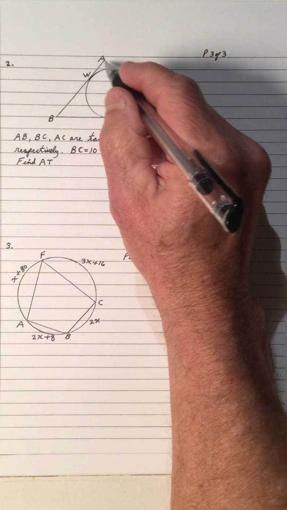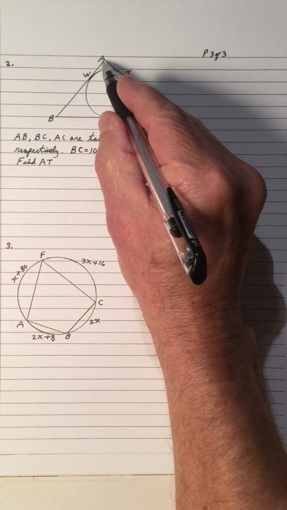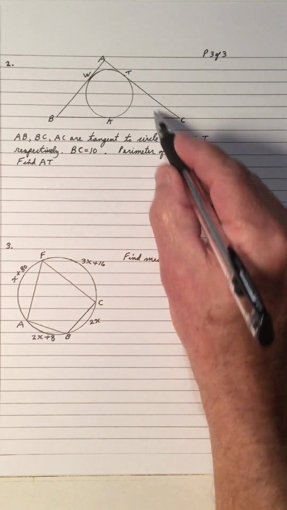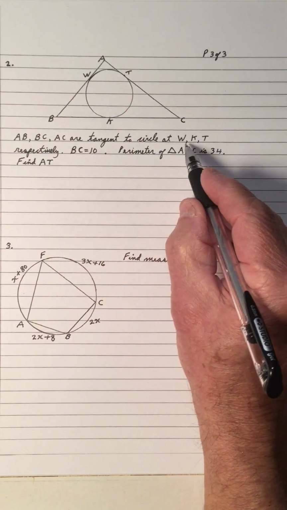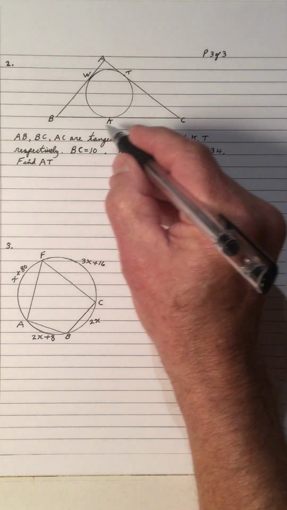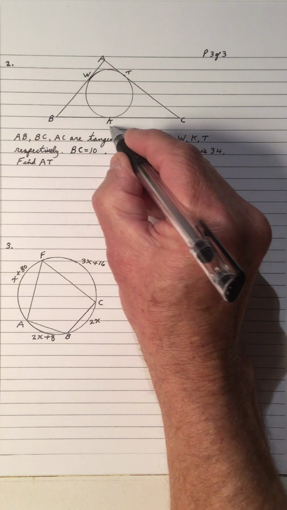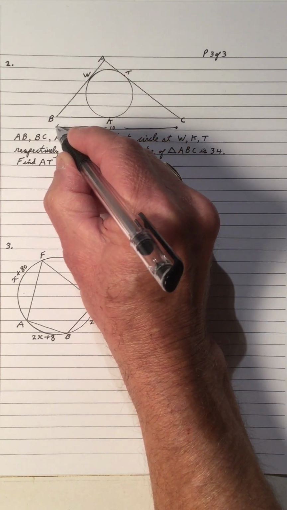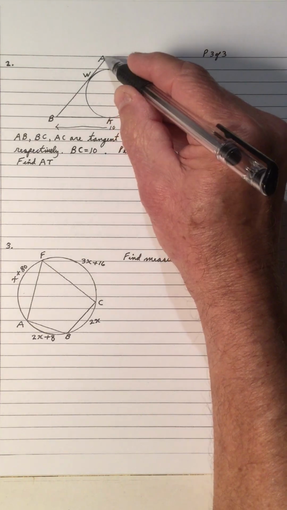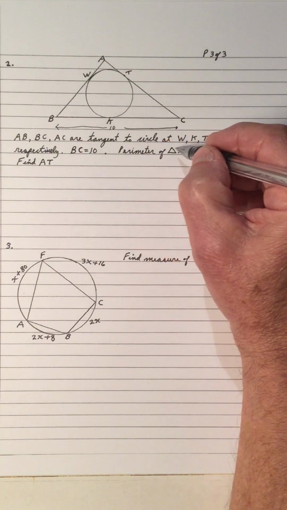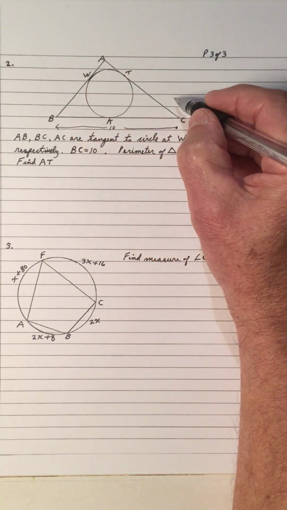Now, looks like we have tangents here. AB, BC, and AC are tangents to the circle at W, K, and T, respectively. BC is 10. Find the perimeter of ABC. Oh, sorry, the perimeter of ABC is 34.